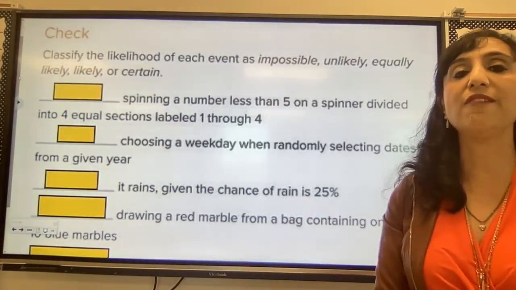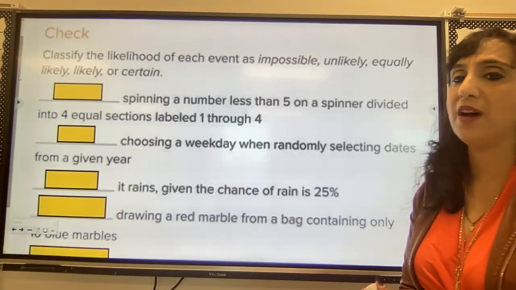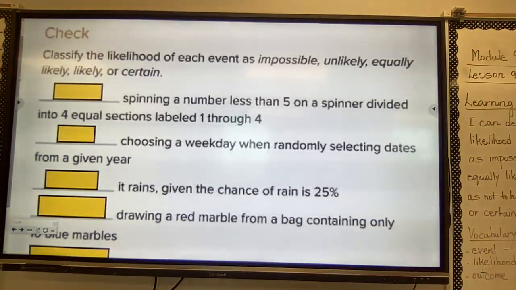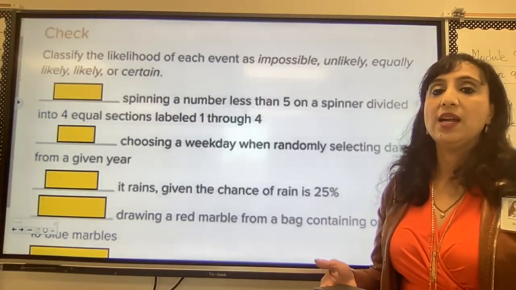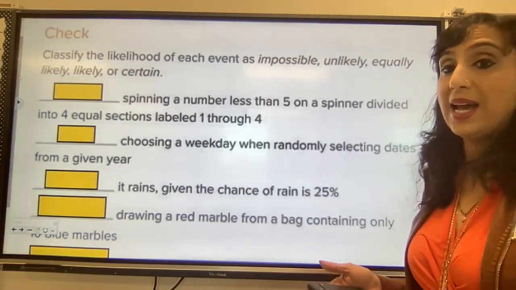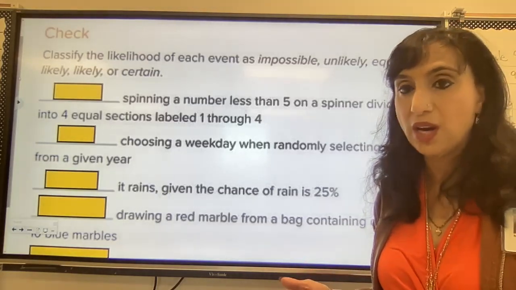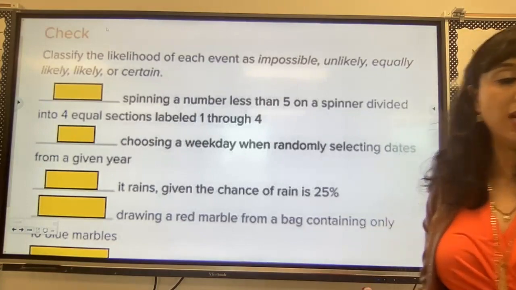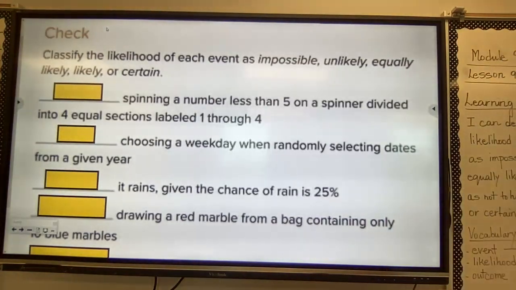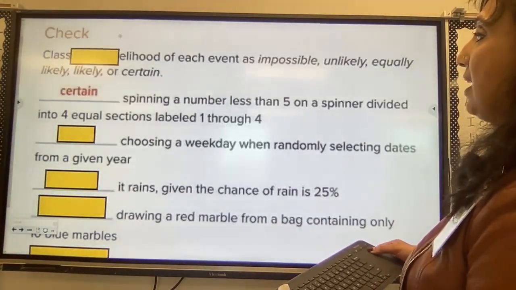All right, let's look at the first one. Spinning a number less than 5 on a spinner divided into 4 equal sections labeled 1 through 4. So less than 5 is what? 1, 2, 3, 4, and that's what they're labeled. So obviously all of them are going to be less than 5. This is certain, the likelihood of it actually occurring.